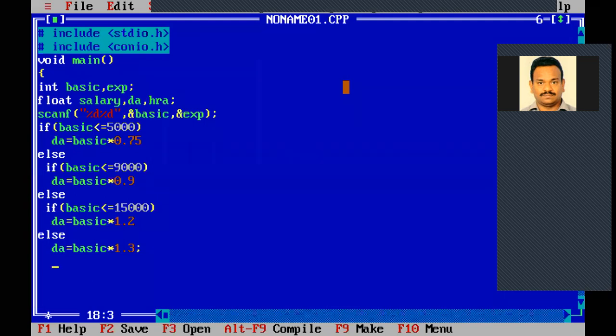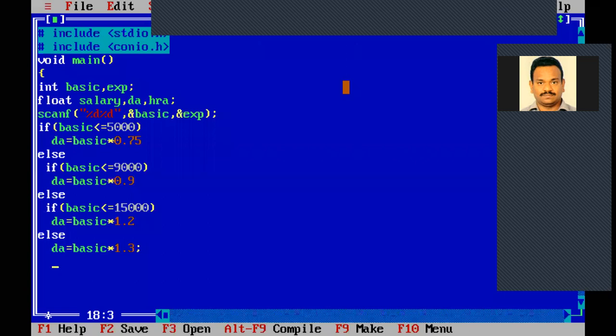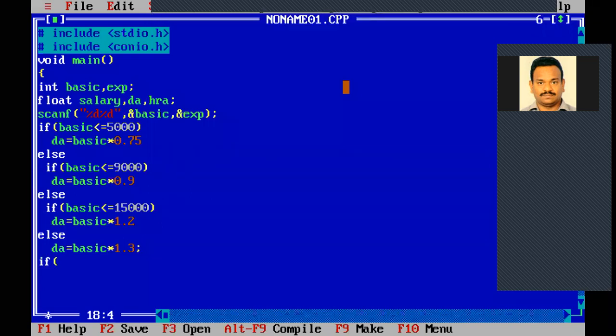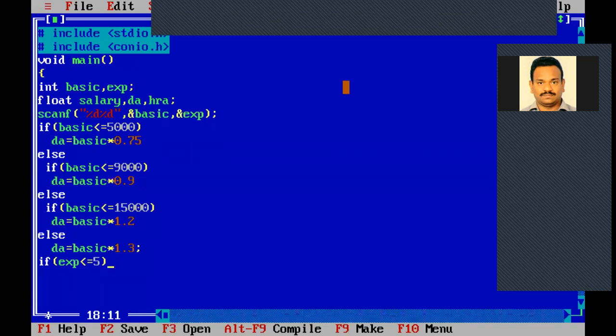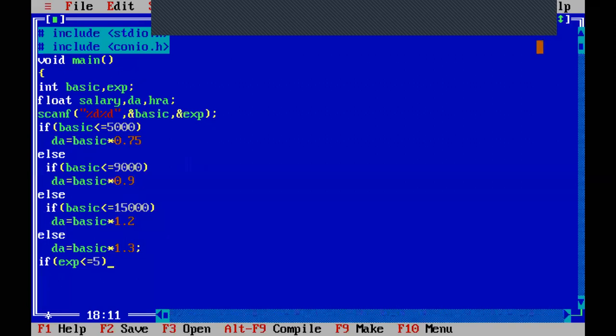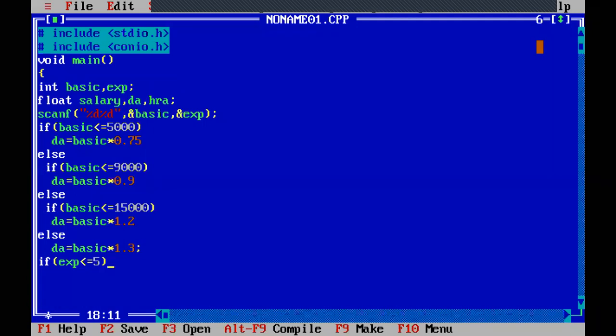Once the DA is calculated, then go for HRA. HRA is calculated based on experience. How to calculate the HRA? If experience is less than or equal to 5, already told, no need for the excess conditions. Whenever you write such unnecessary conditions, sometimes you will get a time limit exceeded problem. So if experience is less than or equal to 5, HRA is 20%, so HRA equals basic into 0.2.